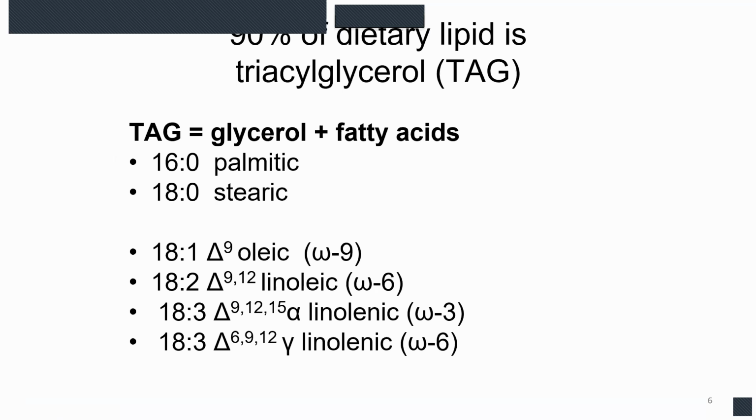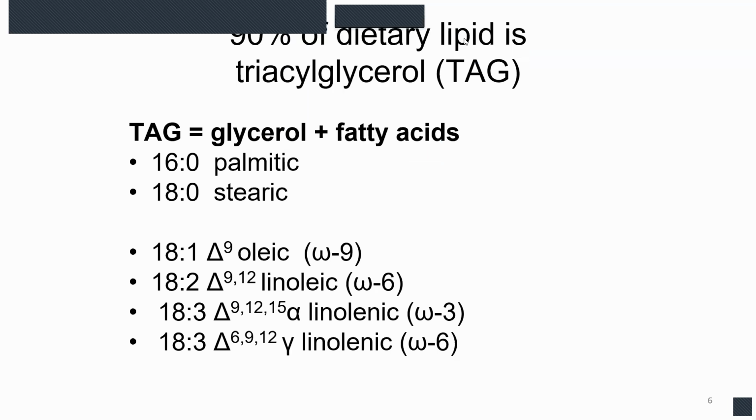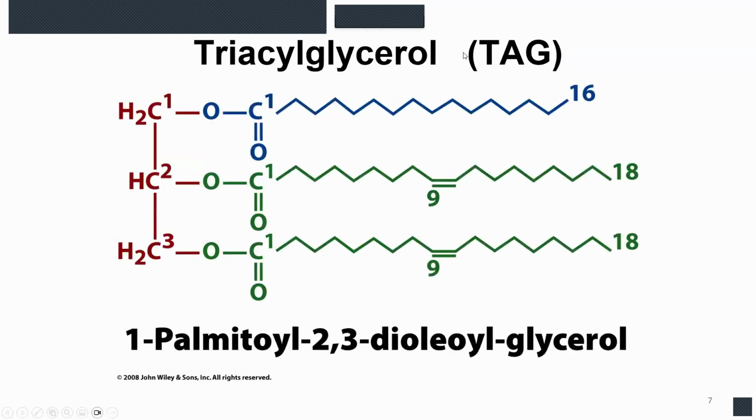Now, 90% of dietary lipids is in the form of triacylglycerols. So that's glycerol plus fatty acids. And if you remember, we have the omega fatty acid numbering scheme and we have the delta numbering scheme. And that's depicted here at the bottom. So just a little reminder of what a triacylglycerol looks like, also known as a triglyceride.